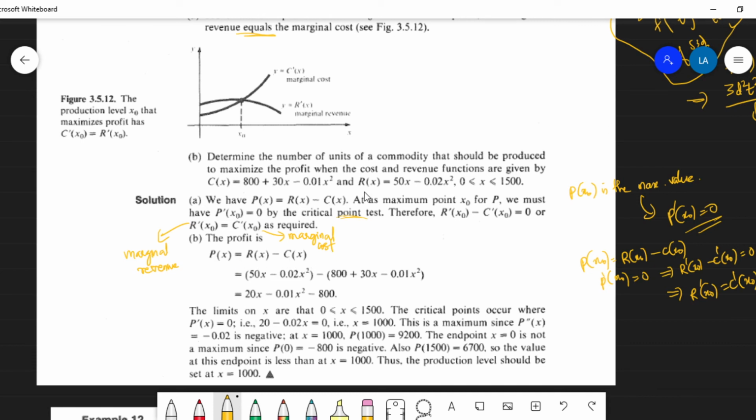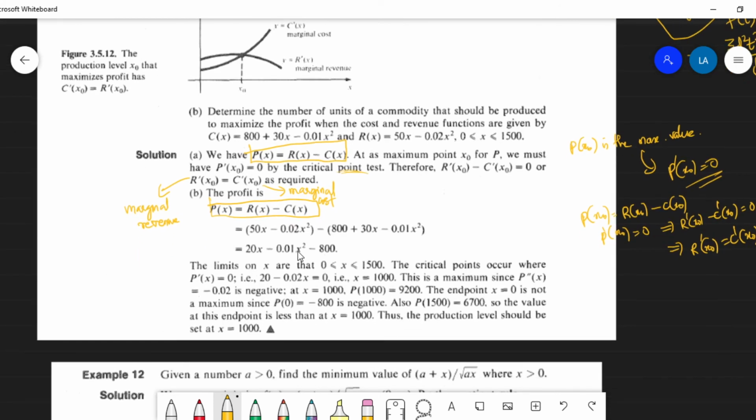Okay. This is what you have to keep in mind always when such a question is given. So here also P of x is equal to R of x minus C of x. In the second part, R of x is given, subtract C of x from that. When you simplify, you get 20x minus 0.01x squared minus 800. We are given that x ranges from 0 to 1500. So you can write that here. The limits on x will be 0 to 1500.